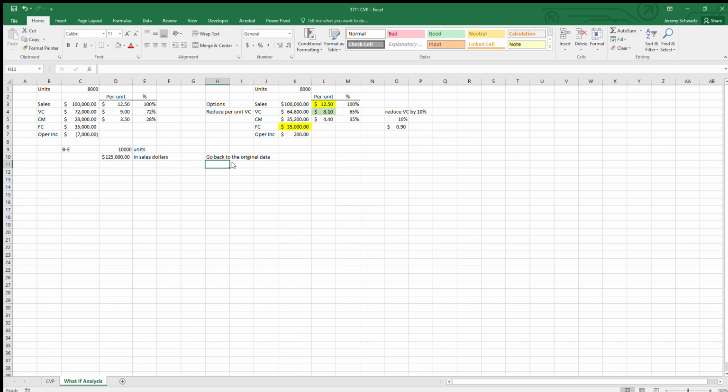Okay, if we go back to the original data, maybe we don't want to reduce the quality of our product. We're assuming that we could drop the cost, and people might not notice, and so we'd sell the same number of units, and that might not be the best approach as far as aiming to increase our profitability.